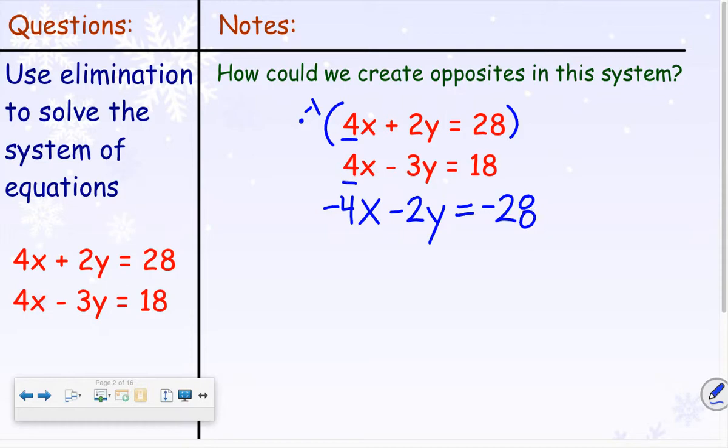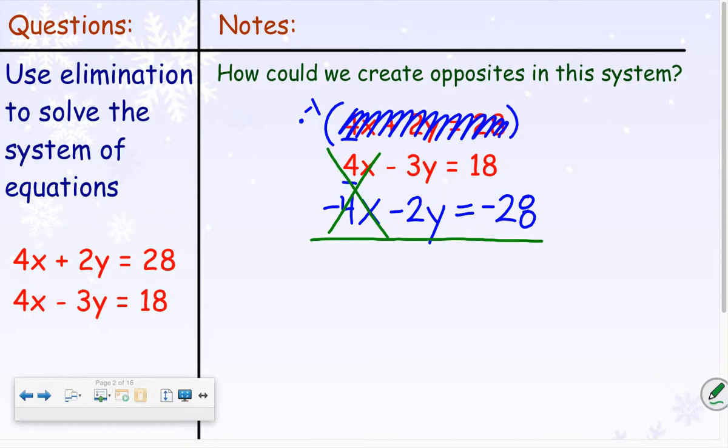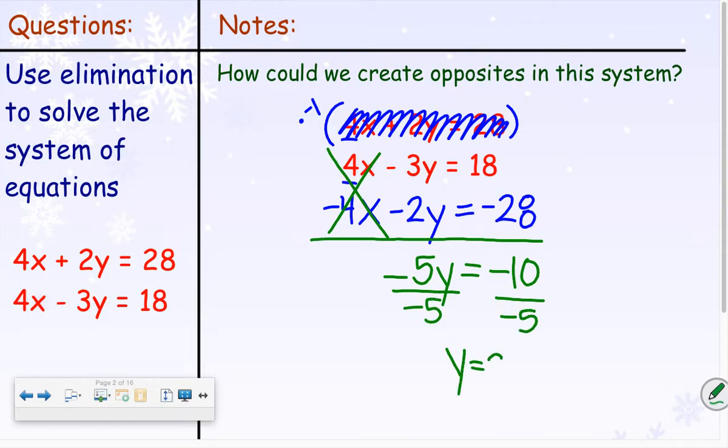Then I'm going to cross off the top equation because I'm not using it anymore. I've gotten rid of it. Now I know I did this first step right if I have opposites, which I do, 4 and negative 4. So negative 3 and negative 2 make negative 5. 18 minus 28 is negative 10. Divide both sides by negative 5, and I have y equals 2.